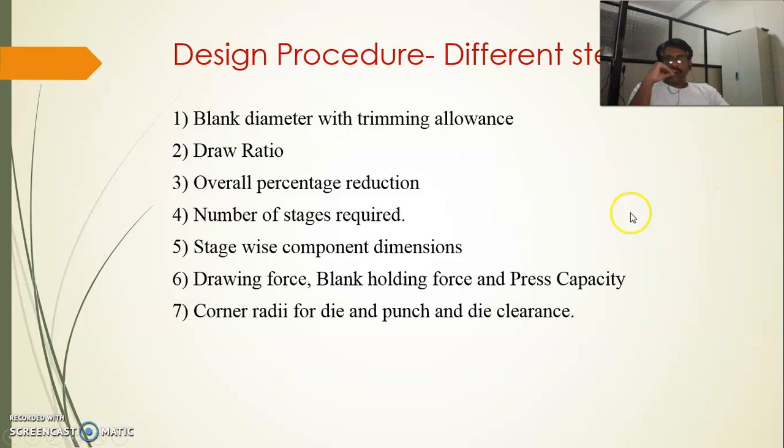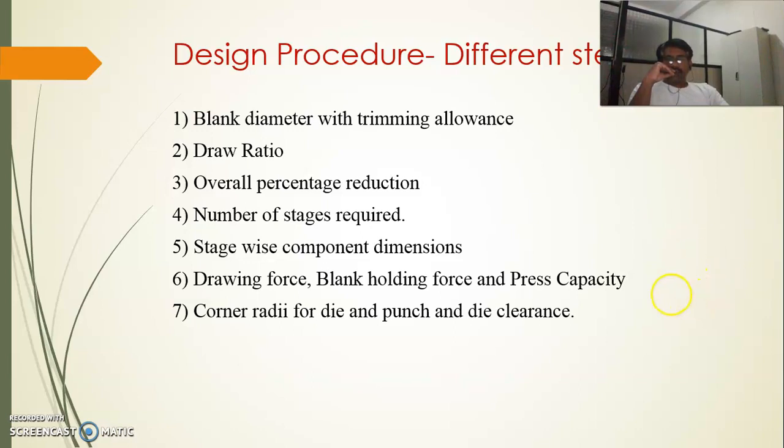The second step is the draw ratio. The draw ratio is again known as the H by D ratio, and from that ratio we can understand the severity of the draw. That means the draw can be completed in one stroke, or we may require more than one stroke. So the overall percentage reduction step again gives us the criticality of the drawing ratio.